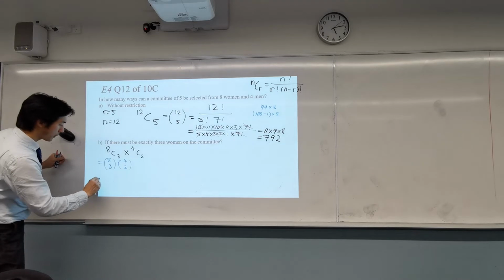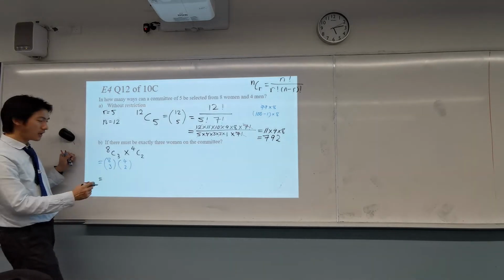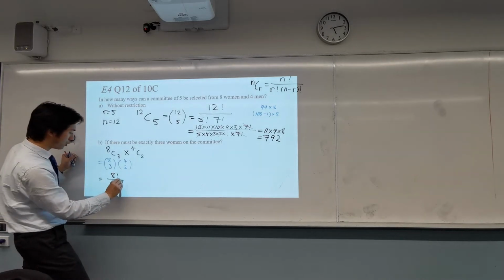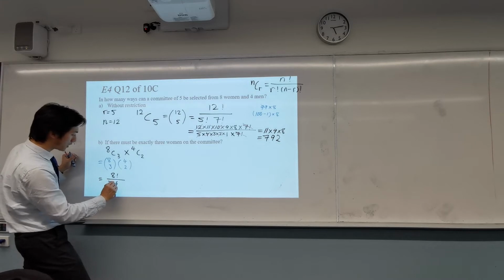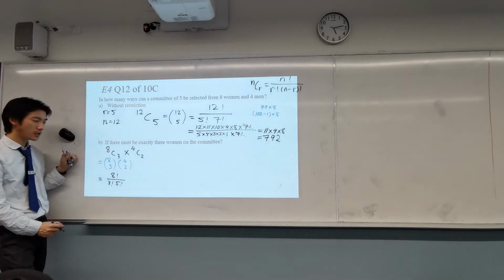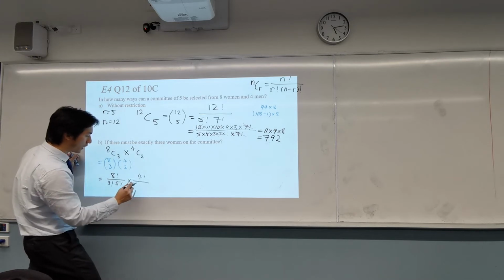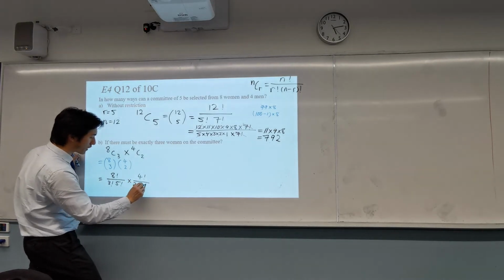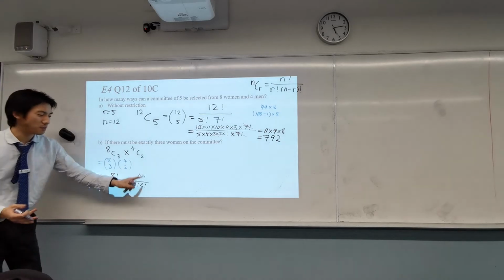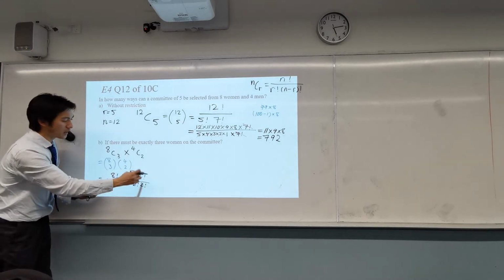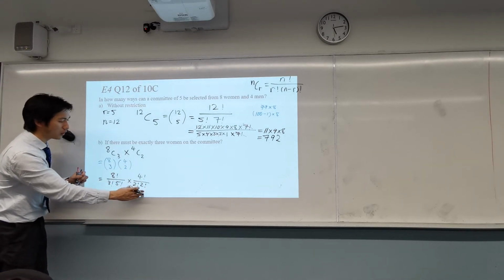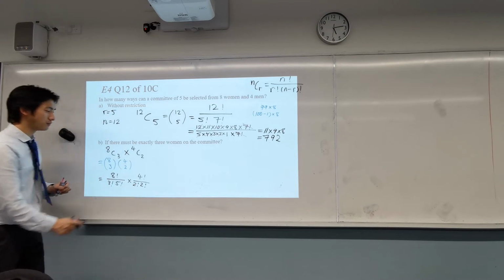So, 8 choose 3 is 8 factorial over 3 factorial times 5 factorial. And we multiply it with 4 factorial over 2 factorial, 2 factorial. I know that this part is 6, but I'll still write out the whole thing so you can see how we do the entire question in one go.